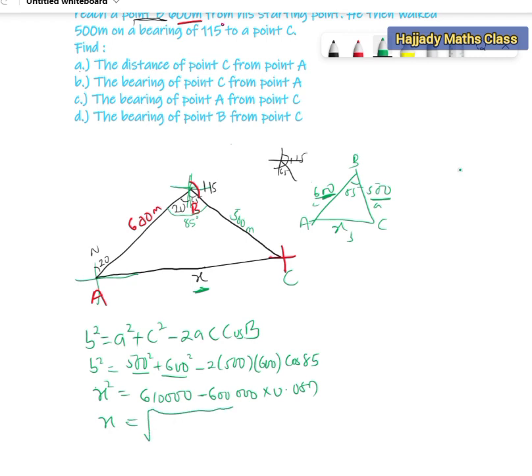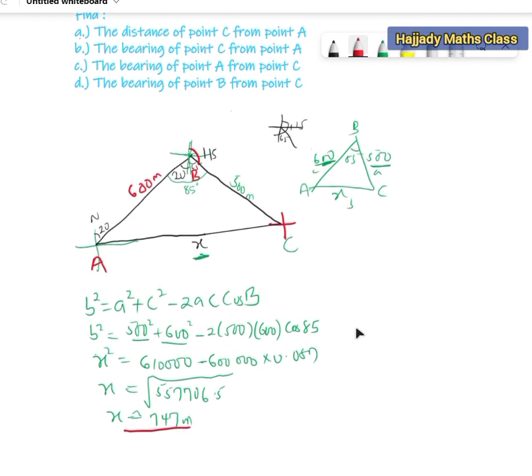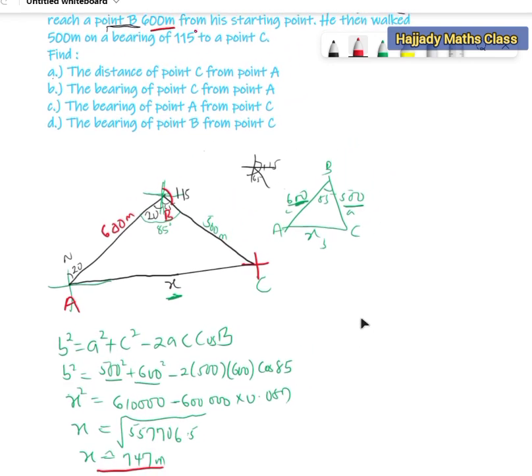So my x is going to be the square root, because when you square root both sides, simplifying the above, we have 555,706.5, and the value for x is going to be approximately 747 meter. So that's the value for the x. So my x is 747 meter. Now, going straight to question 2.